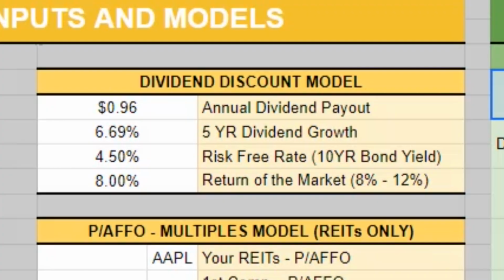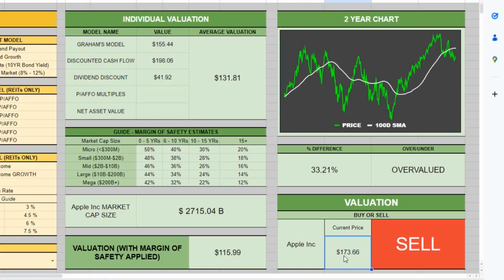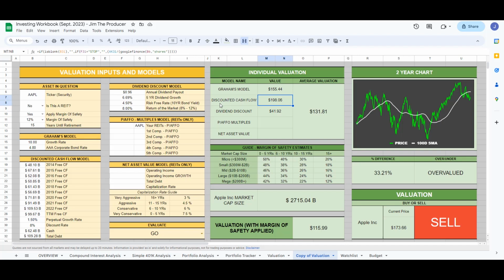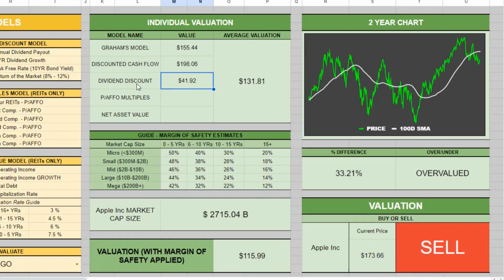Right now, according to Graham's model, intrinsically, Apple is valued at $155, where their current price is $173, so slightly overvalued based on Graham's model with no margin of safety applied. The discounted cash flow model is valuing Apple at $198, which is actually very peculiar because it peaked out. Remember, Apple peaked out at around $198.23 over the past year. So the discounted cash flow model is one of the most accurate intrinsic valuation models you can do for a stock. Now here we see the dividend discount model.